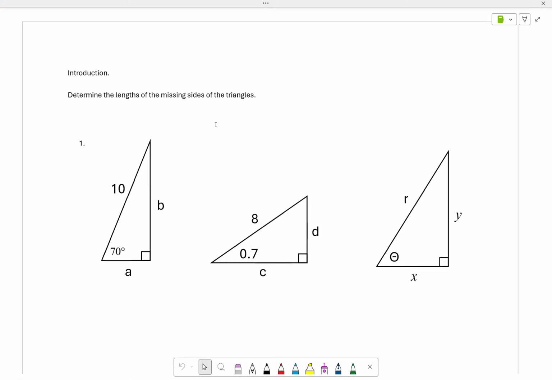If there's only one calculator, please make sure you're sharing and making sure that your neighbor can switch back and forth. Great.